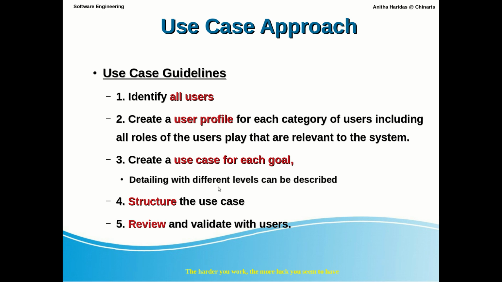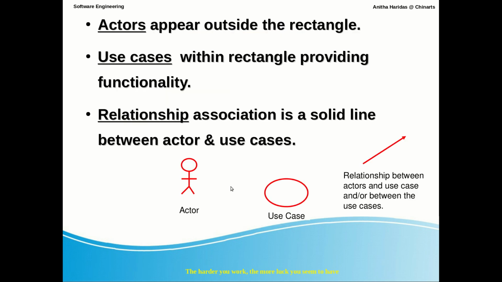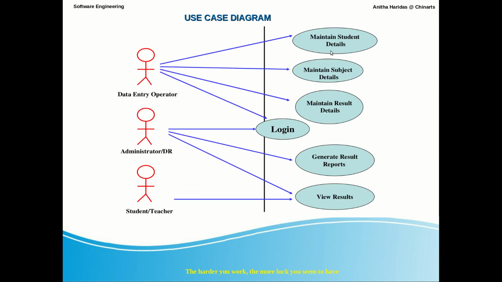You can have different levels of detailing also. Suppose one particular use case is to be decomposed into sub use cases. That is what you call as detailing. Say I want to specify maintain student details. When I say maintaining student details, the data entry operator will be doing sub use cases like adding a student detail, deleting it, updating it. So that will become the detailing of maintaining student details.